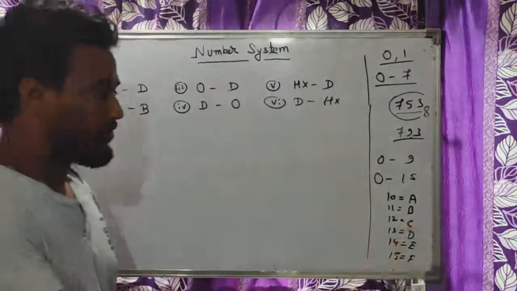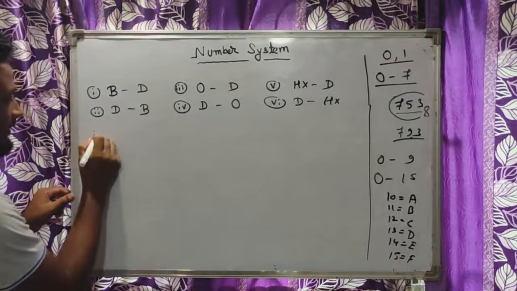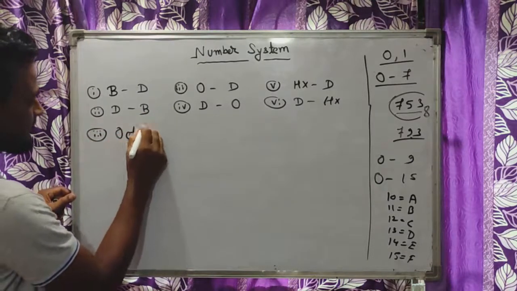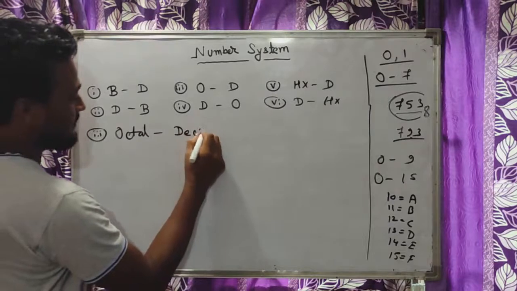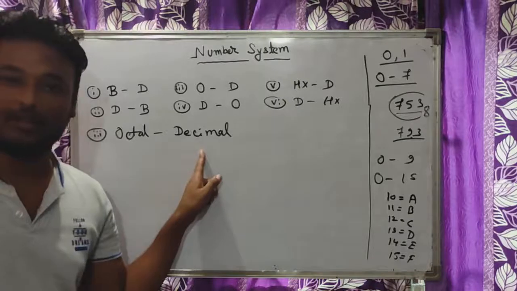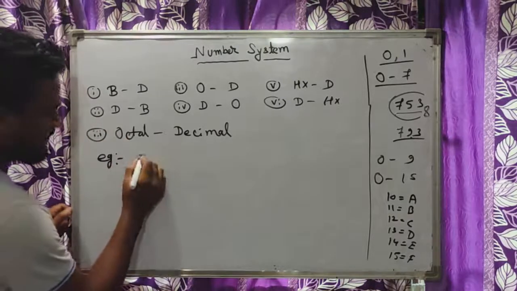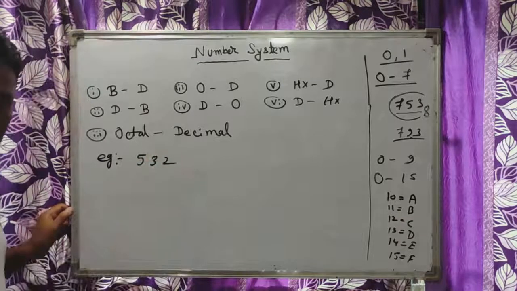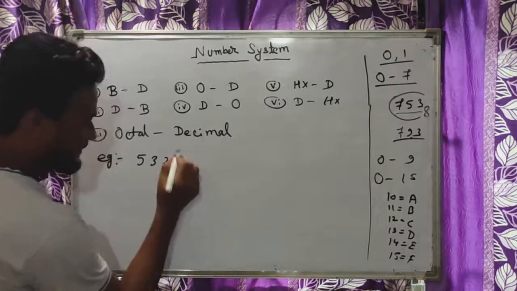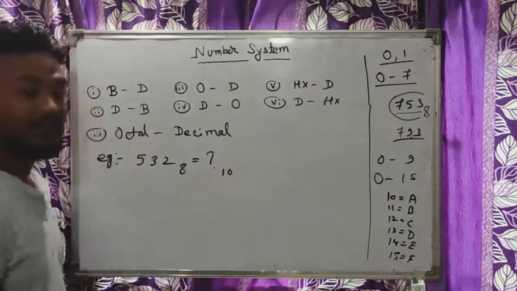Now we will continue with today's topic. The first conversion method we are going to learn, the third one overall, is octal number to decimal number. That means how we can convert an octal number to a decimal number. I'm giving you a simple example. We have the number 532. Suppose this is an octal number, so we indicate it like this, octal. We have to convert it into a decimal number.